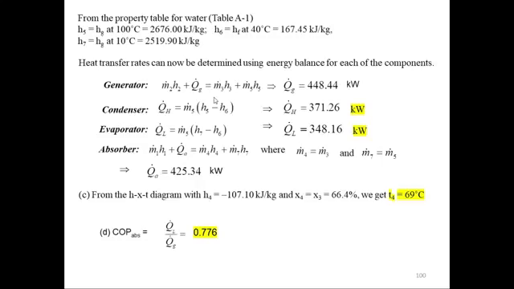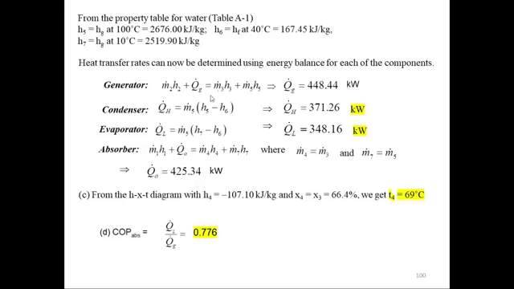M dot 3 is going toward the heat exchanger and then into the absorber, and M dot 5 is the one which went to the condenser. Energy flowing in should be equal to energy flowing out. If we solve this equation, because we know all these mass flow rates and the enthalpies we found, Q dot G is 448.44 kilowatt.